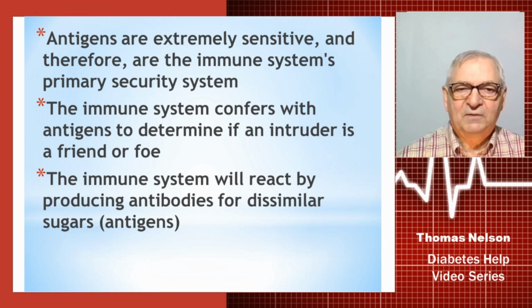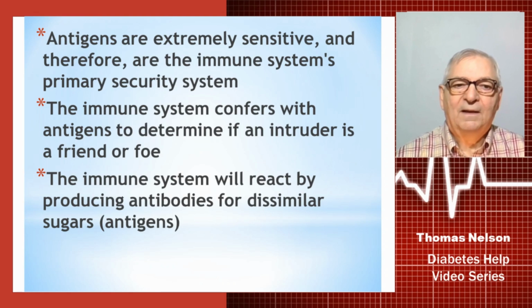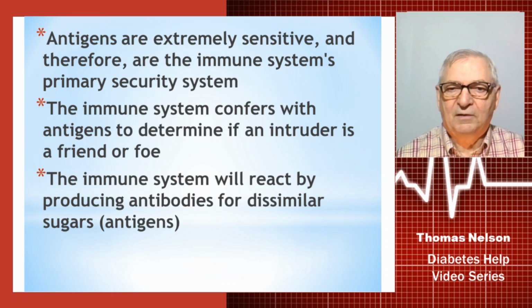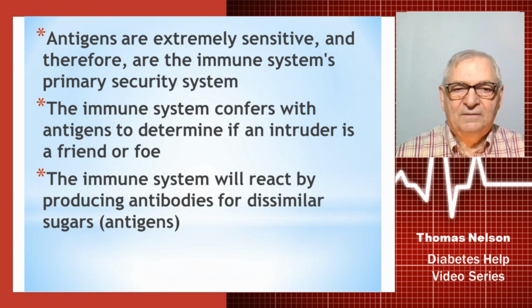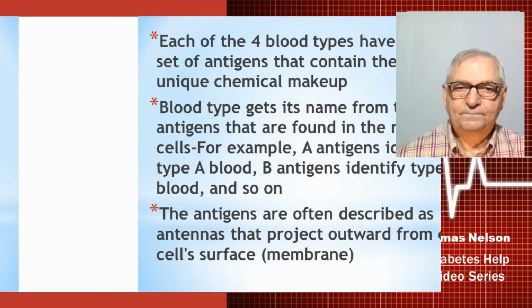The immune system is going to confer with those antigens to determine if that intruder is a friend or a foe, and then if it is something that should be removed, your immune system will react. It'll produce antibodies to completely encapsulate that particular intruder, and it's going to also produce antibodies for dissimilar sugars, for antigens that don't match those of your body, that are not complementary or neutral.